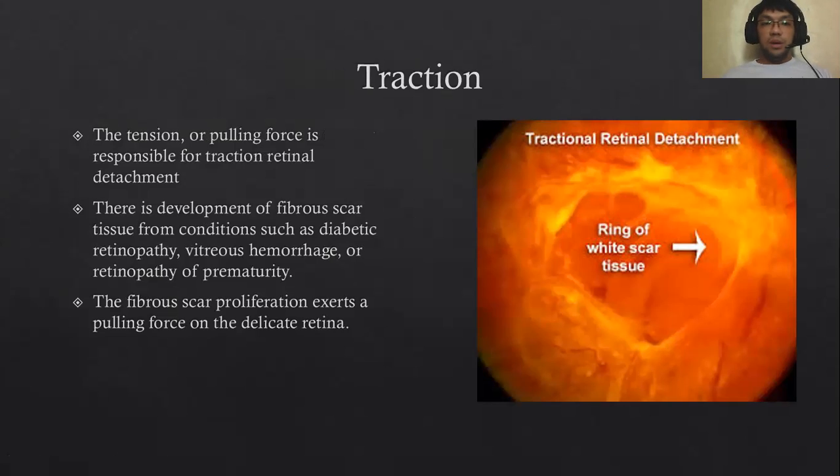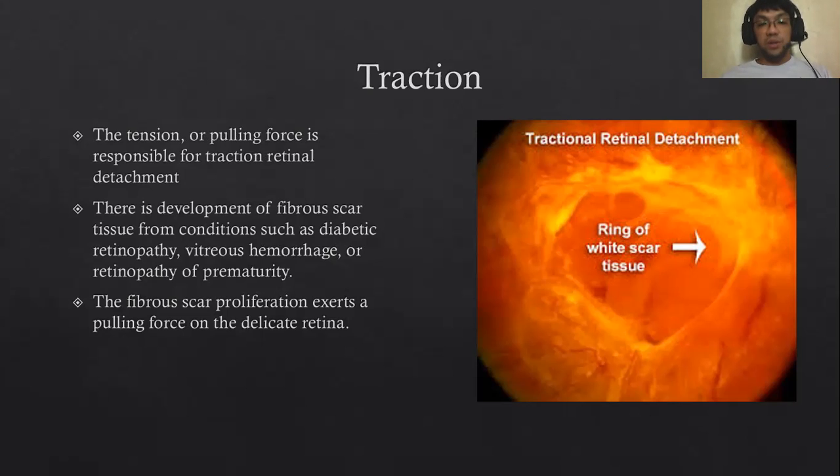Traction. So the tension or pulling force is responsible for traction retinal detachment. So let's say, for example, the patient has diabetic retinopathy. And this kind of condition, we have that topic later on in this lecture, diabetic retinopathy. With this condition, there will be a development of fibrous scar tissue, which will in turn cause the separation of the retina from the sensory layer.